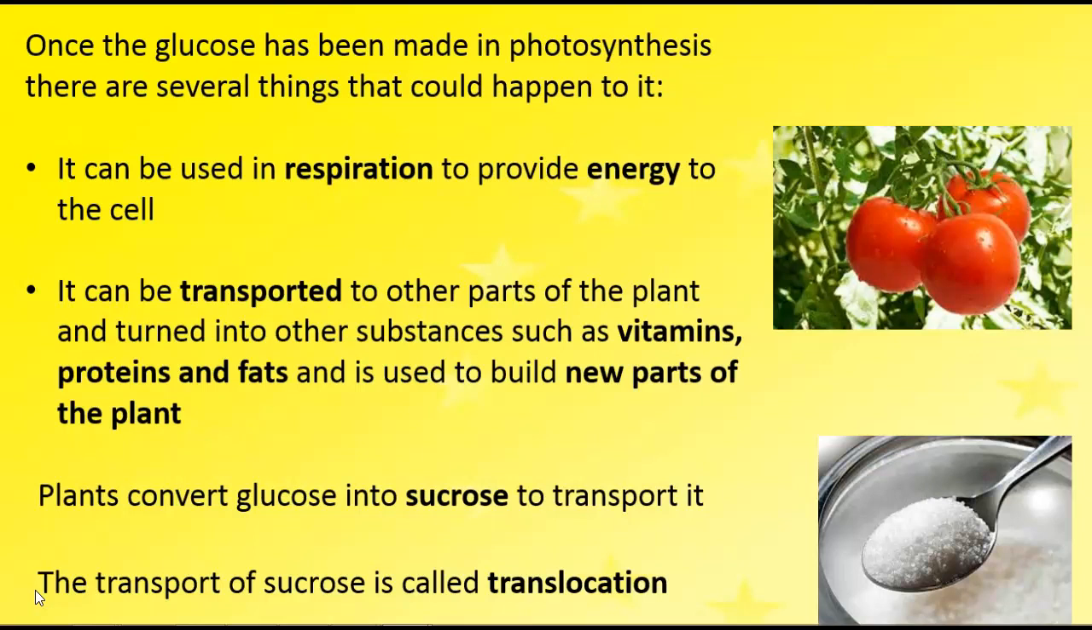So what the plant does is it has to transport that glucose that's made in the leaves to the other parts of the plant. And it does that by first of all converting it into sucrose. Now sucrose is the sugar that is extracted from plants and that we put onto our cornflakes in the morning, for instance, or in a cup of tea. That is actually sucrose that you are eating. And the transport of that sucrose is referred to as translocation.